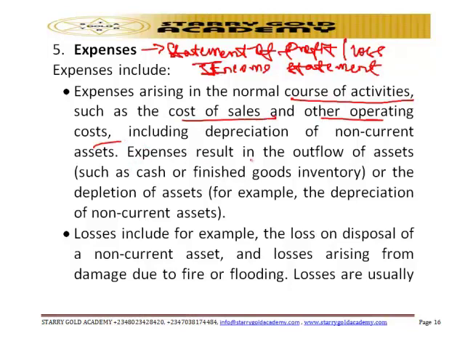So expenses result in the outflow of assets such as cash or finished goods and inventory, or the depletion of assets as a result of depreciation of non-current assets. The other category of expenses is losses as a result of disposal of non-current assets. When a company realizes a loss because the amount they sold the asset for is less than its book value, such loss is classified as an expense under the statement of profit or loss.